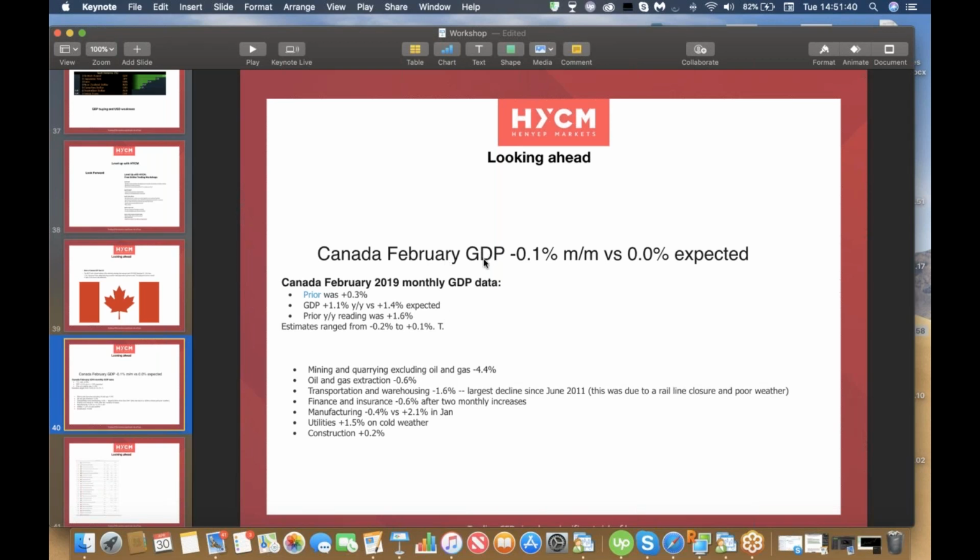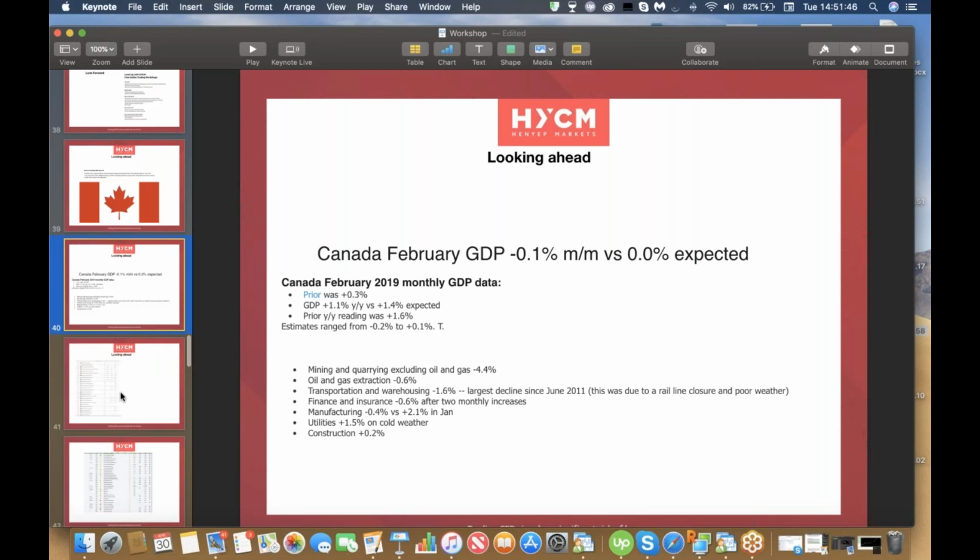And particularly with that miss mainly coming from mining metals, then we should expect to see that potentially reverse, especially if the US-China trade deal gets sorted. So there wasn't anything to particularly cheer up or depress the Canadian outlook.